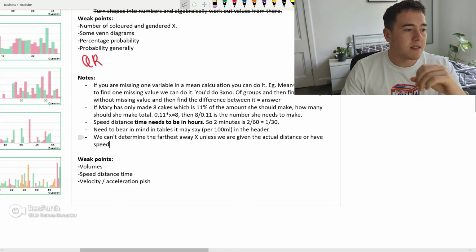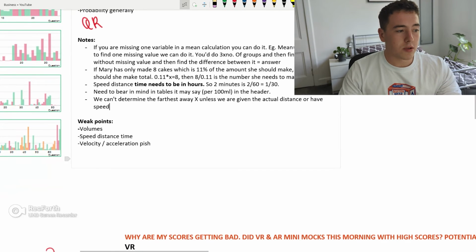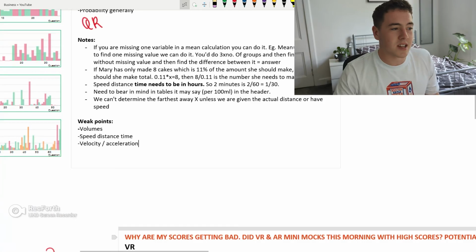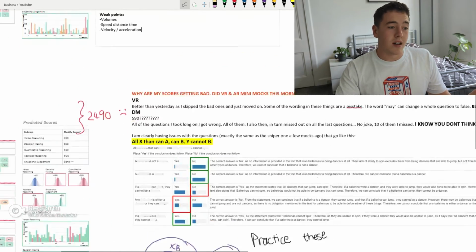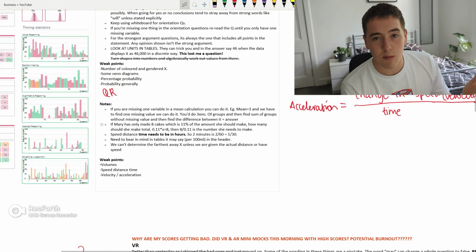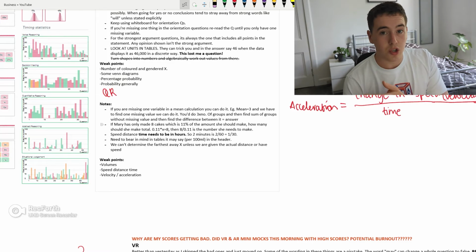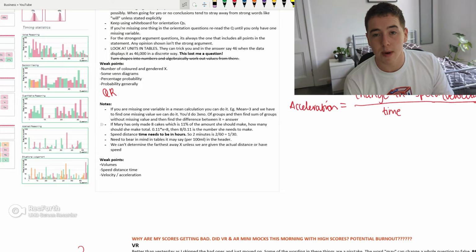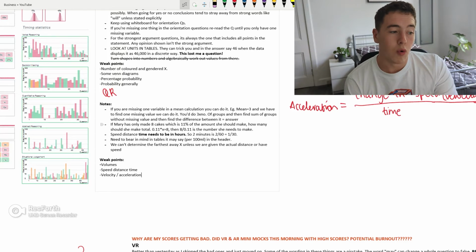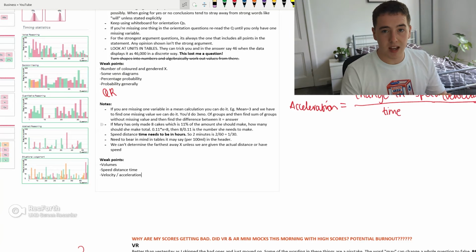Again, I've said in QR that weak points are my volumes, speed, distance, time, velocity and acceleration. And I would say that was down to me not studying physics. For some reason I didn't include abstract reasoning here. I think it was because my reasoning at this time was, if it's abstract reasoning, just put all the stuff you find in a document. So what I would do at the start is, as I've mentioned previously, write down every single question pattern in a Word document.